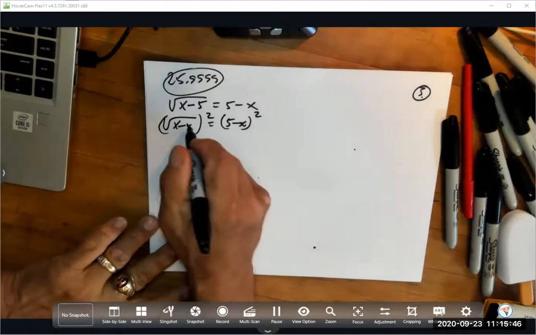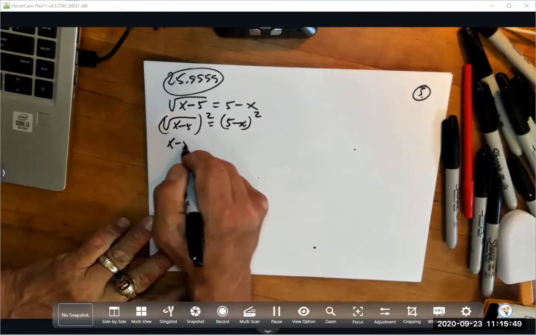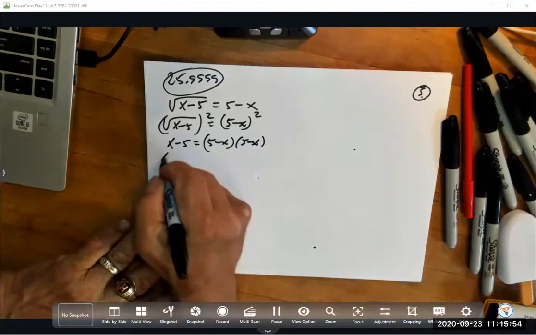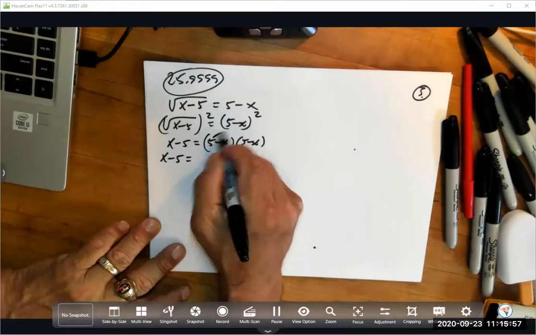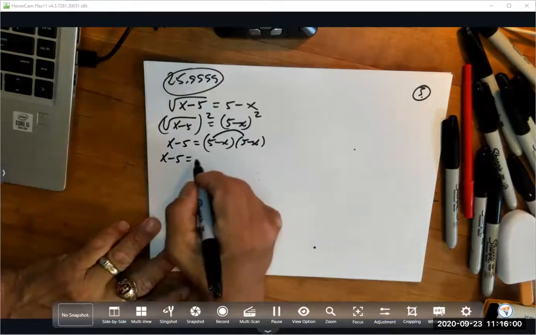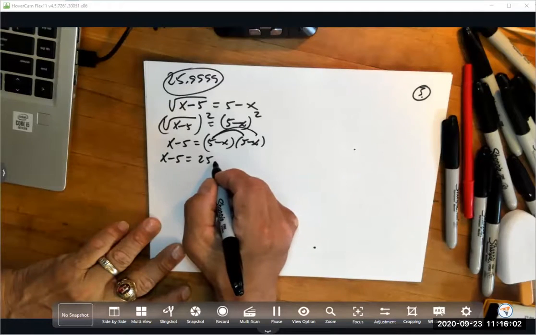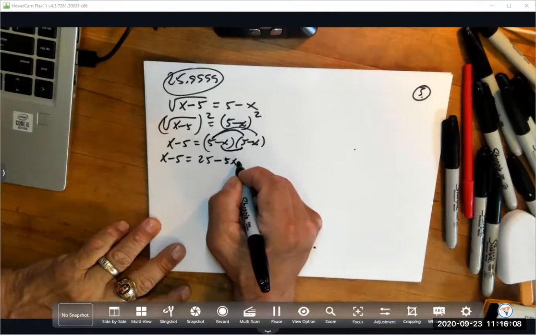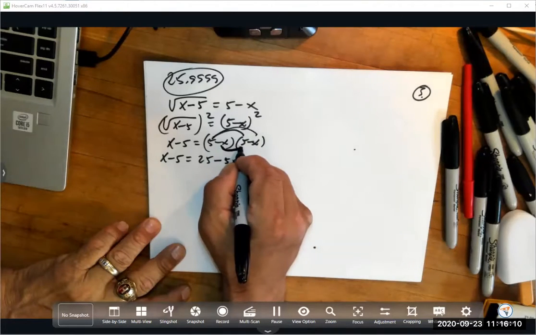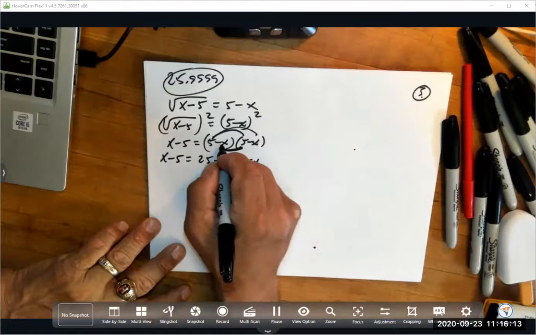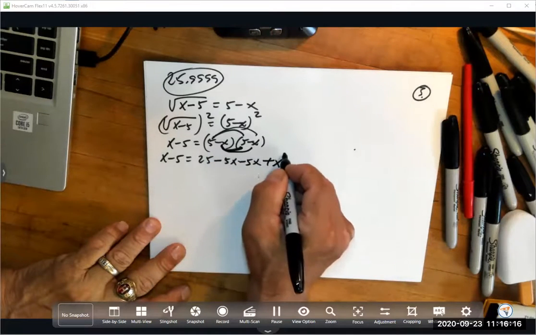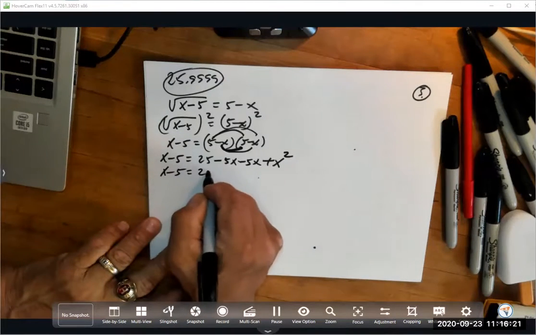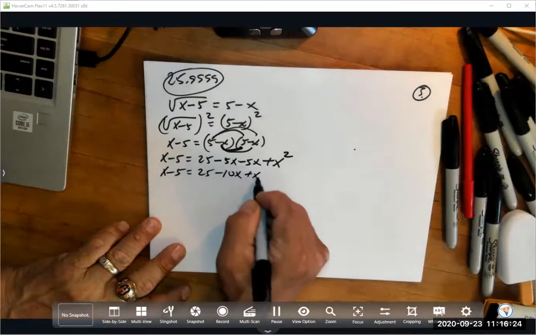So now, the square root of x minus 5, squared, is just x minus 5. This one, 5 minus x times 5 minus x. So now, ready? 5 times 5, give me a number. 25. 5 times minus x. Minus 5x. Minus x times 5, minus 5x again. And negative x times negative x, is that a positive x squared? Yes or no? Yes. Okay, so now x minus 5 is 25 minus 10x plus x squared.